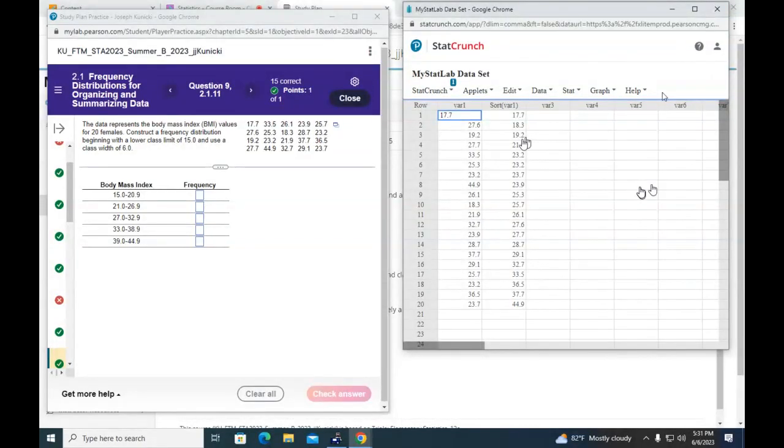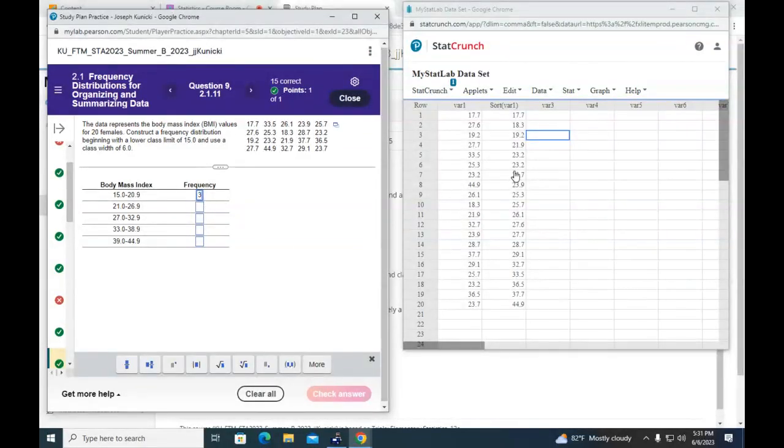So all I got to do is say, okay, up to 20.9. So I go 1, 2, 3. You've got the row numbers on this side. So there's 3. Next is up to 26.9. So that's 8 more. The next one goes up to 32.9, so that's 5. Next one goes up to 38.9, so that's 3 of them. And the last one has 1. Then I add these up real quick to make sure that I have 20. 11, 16, 19, 20. I got them all.